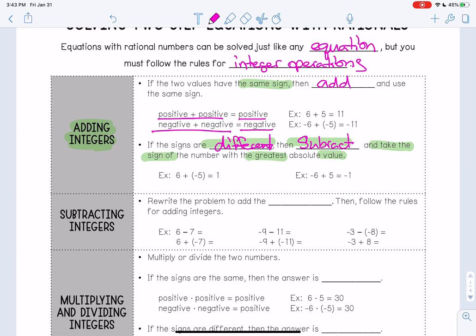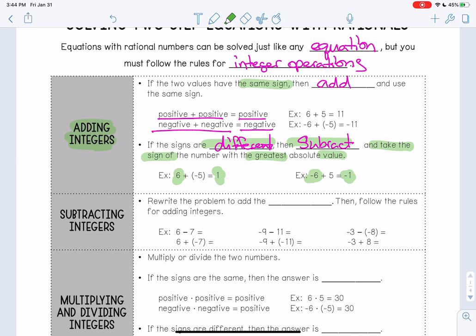Now the 6 is positive and the negative 5 is negative. Or I'm sorry, the 5 is negative. 6 is the bigger number and it's positive, so our answer is going to be positive. In the second example, we have a negative 6 plus 5. We're still subtracting. 6 minus 5 is still 1. But now that 6, which is bigger than 5, is a negative, so our answer is going to be negative.